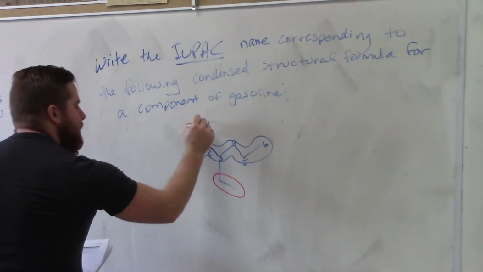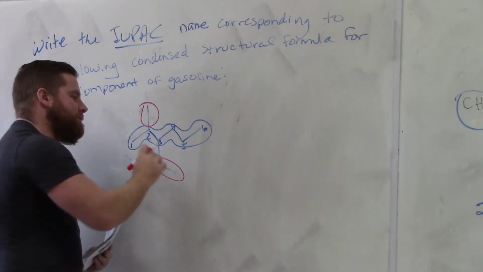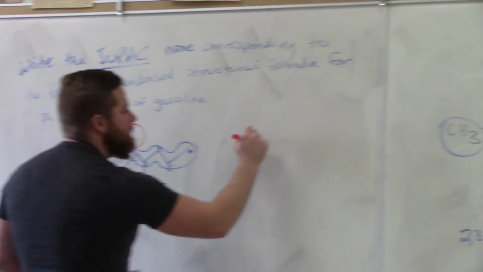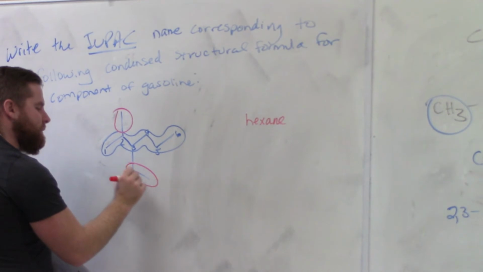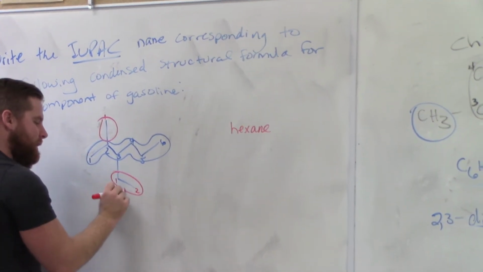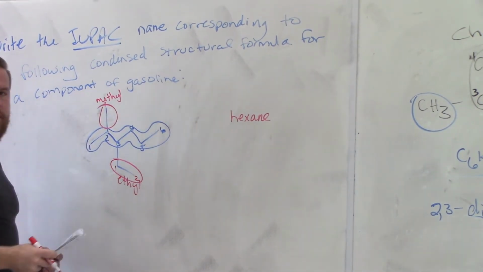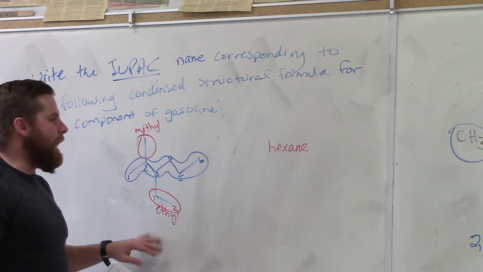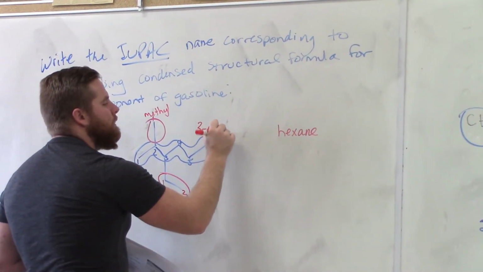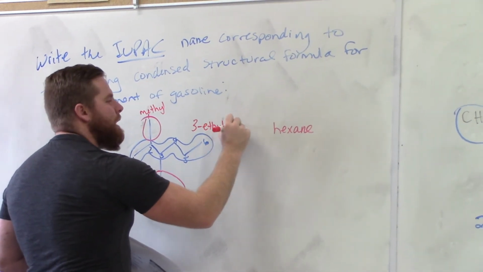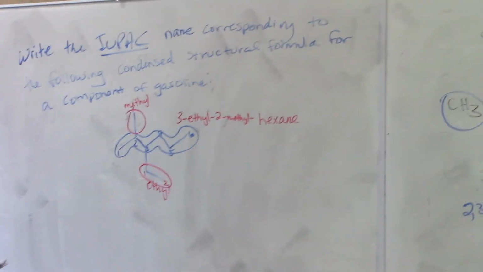This is a side branch, and then this is a side branch. Okay? So I'm going to name my parent chain first. So this is a single bond, and it's 6 carbons. So it's hexane. And this is 2 carbons. So this is 1, 2, and this is 1. So this is an ethyl group. And this is a methyl group, right? Eth is 2, yl means side branch. So I named this in alphabetical order. So this is 3-ethyl, 2-methylhexane. So I always name my side branches in alphabetical order first.